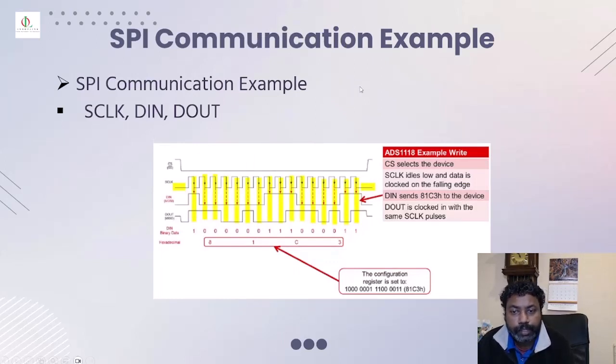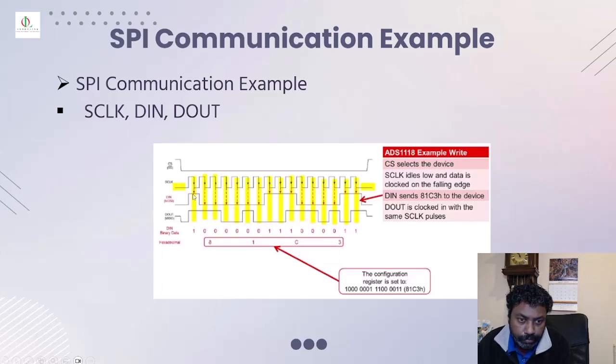SPI communication example. This is an example with the chip select. Consider the S clock is low and data is clocked on the falling edge. Remember, if it is low, then it is on the falling edge. We're going to send D in as 81C3H to the device. For every clock generation, you need to generate that. And D out is whatever it gets on the falling edge, and that comes through.